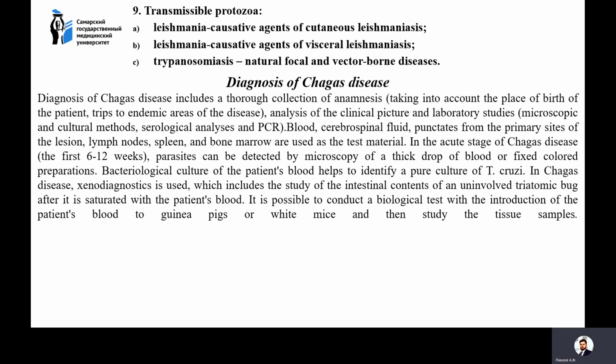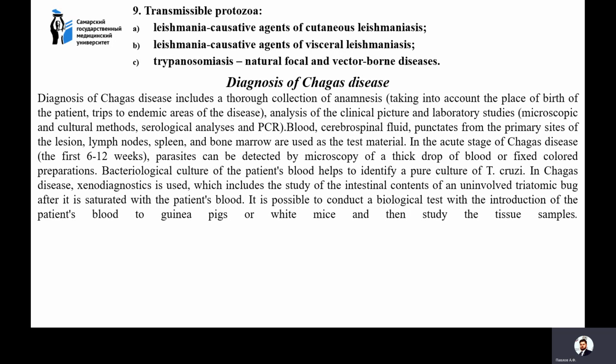In the acute stage of Chagas disease, the first 6 to 12 weeks, parasites can be detected by microscopy of a thick drop of blood or fixed colored preparations. Bacteriological culture of the patient's blood helps to identify the culture of Trypanosoma cruzi.